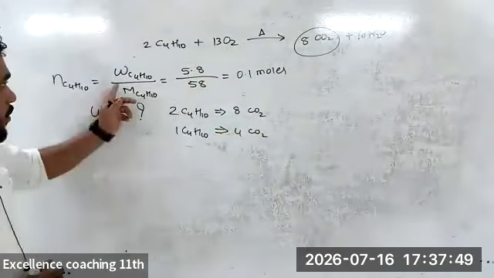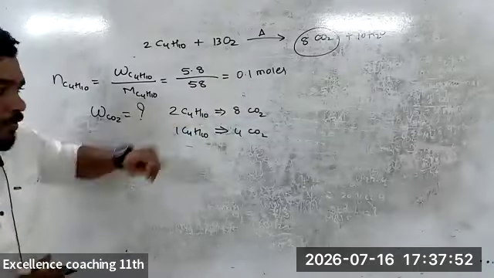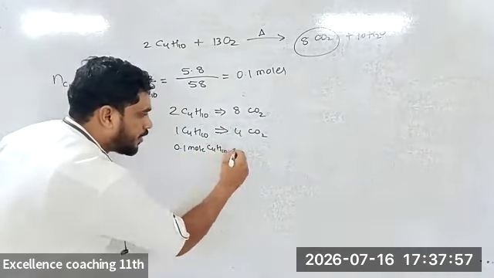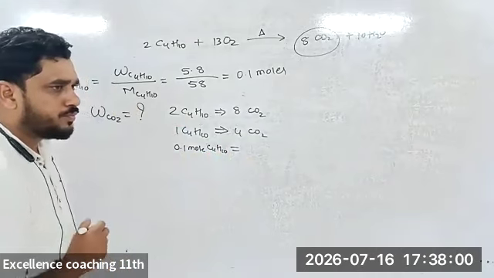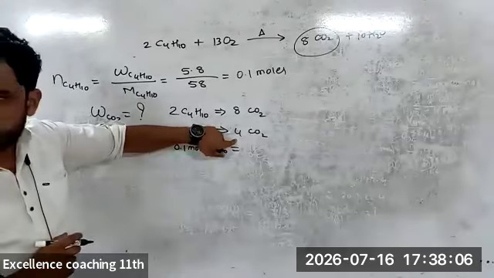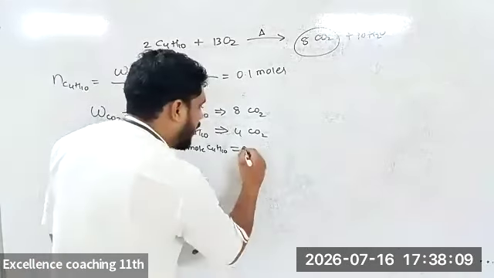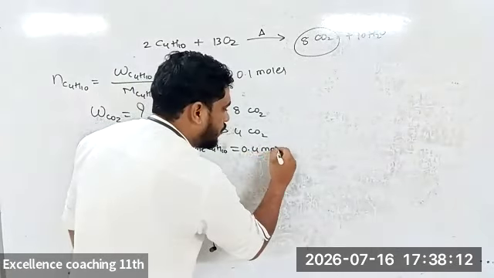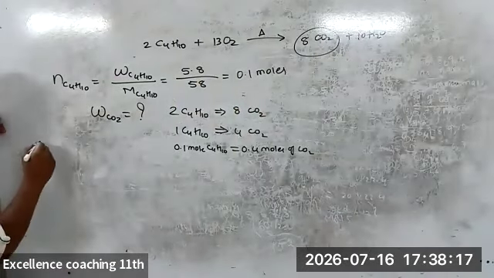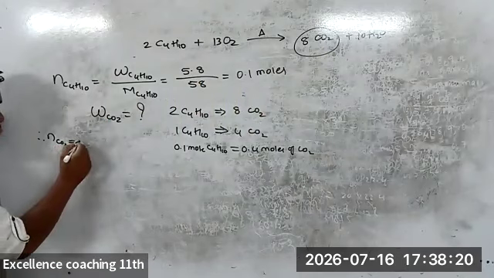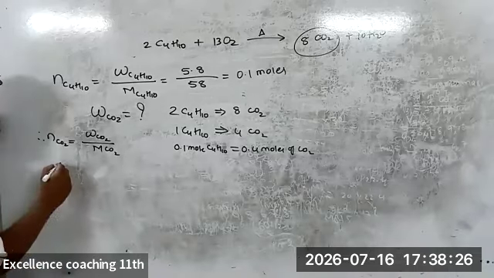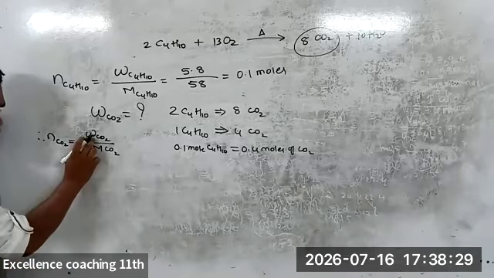How many moles of butane did I get? 0.1. So 0.1 moles of C4H10 gives 4 by 10, which is 0.4 moles of CO2. So I got the number of moles of CO2. Number of moles of CO2 is mass of CO2 upon molar mass of CO2, so we have to find the mass of CO2.